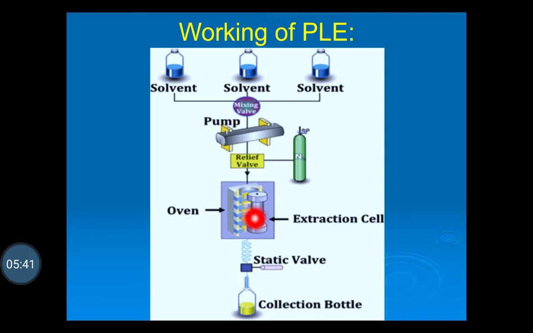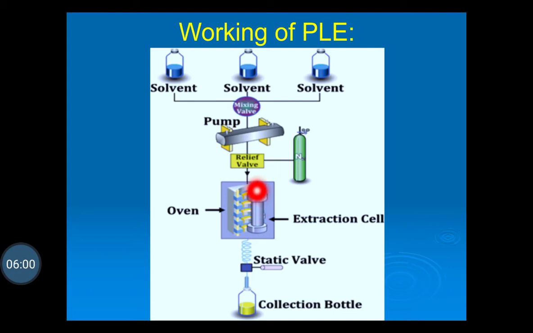In this extraction cell you have to place the crude drug. Here the solvent will enter with higher pressure. It will enter into the oven. Here the temperature will get increased, and the extraction takes place at the higher temperature and higher pressure.